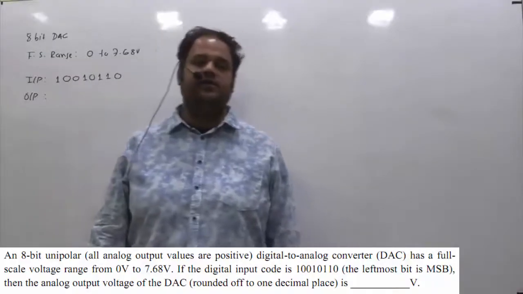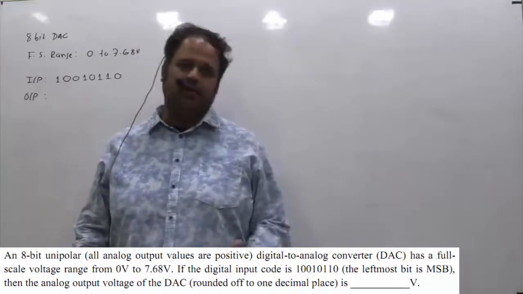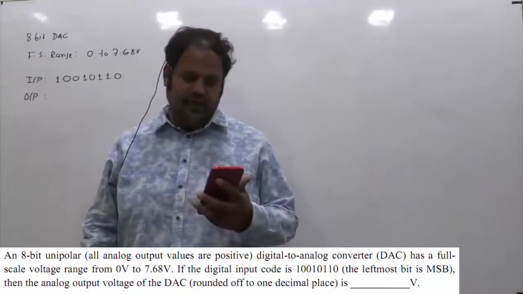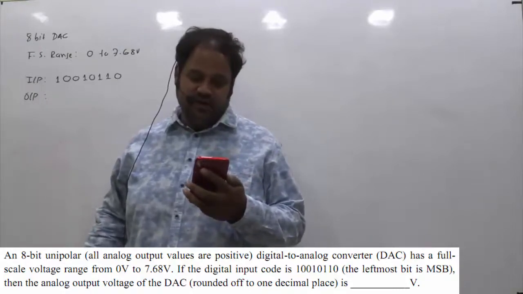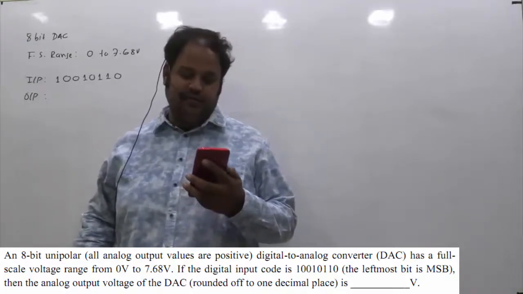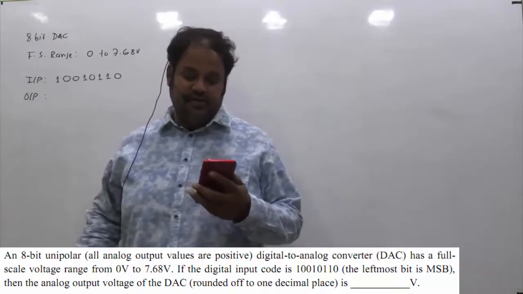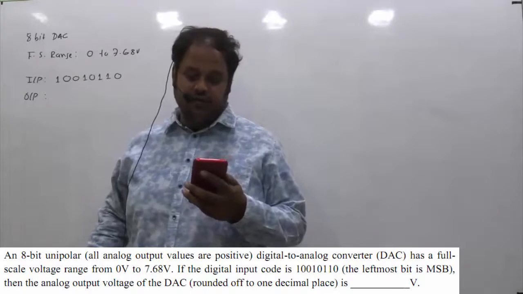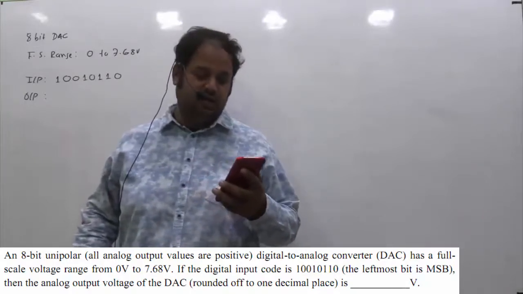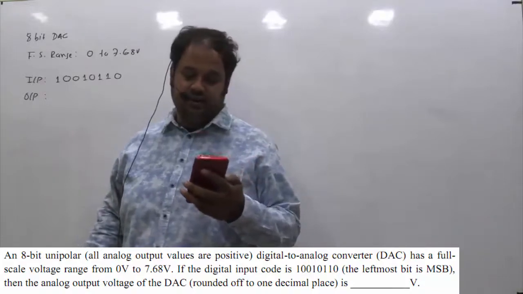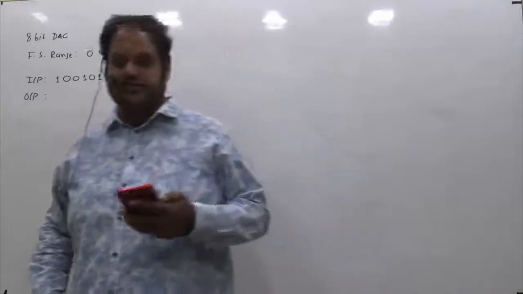This is a one mark question asked in GATE 2021 of electronics. This is from digital subjects and from data converter topic. The given question is, an 8-bit unipolar, all analog input values are positive, digital to analog converter has a full scale voltage range from 0 to 7.68 volt. If the digital input code is 100101110, the leftmost bit is MSB, then the analog output voltage of the DAC rounded up to 1 decimal place is dash volts. So it's a numeric answer type question.